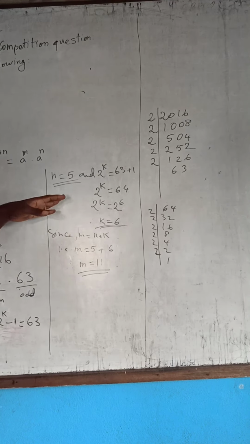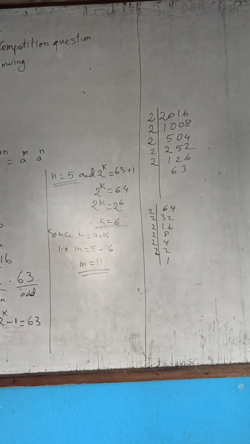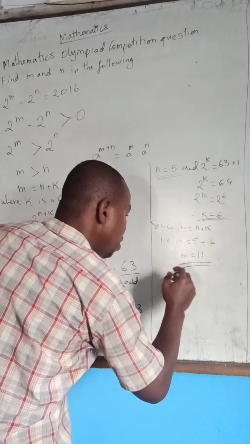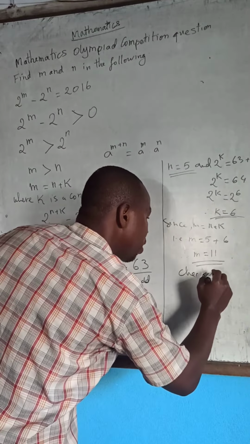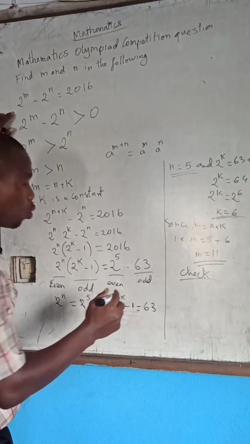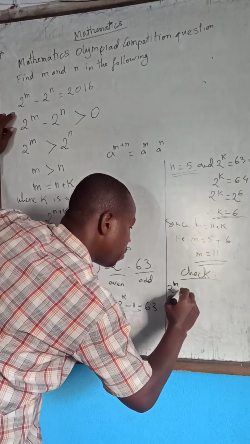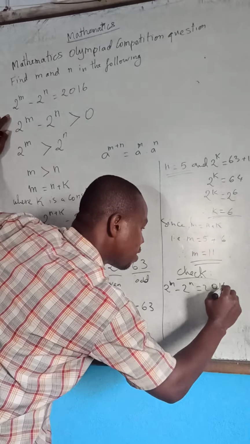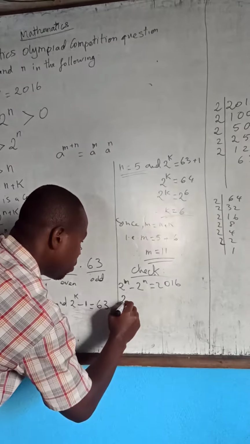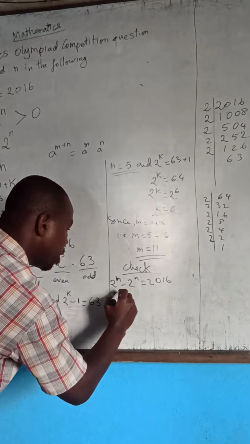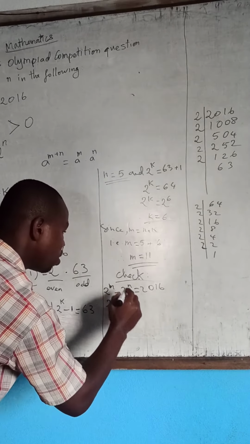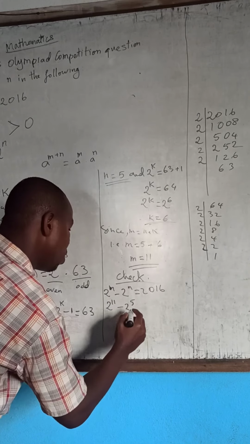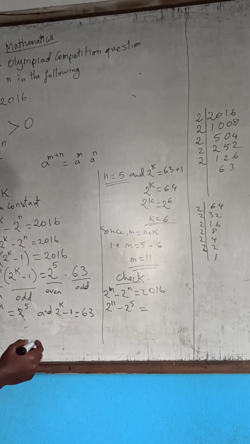You can now check if the solution satisfies the equation. So let's check. 2 raised to the power m minus 2 raised to the power n is equal to 2016. So now change m with its value, which is 2 raised to the power 11 minus 2 raised to the power n, which is 5.